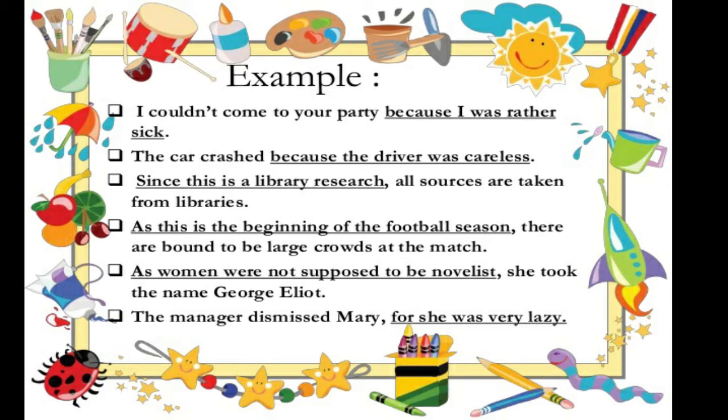Next one, as women were not supposed to be novelists, she took the name George Eliot. Okay, so "as women were not supposed to be novelists" becomes an adverbial clause of reason. It is beginning with as. Do you understand? The manager dismissed Mary. "The manager dismissed Mary" is actually the main clause. Okay, and you see, for she was very lazy. "For she was very lazy" is what? It's a dependent clause. It is beginning with for. I believe it's clear, right?